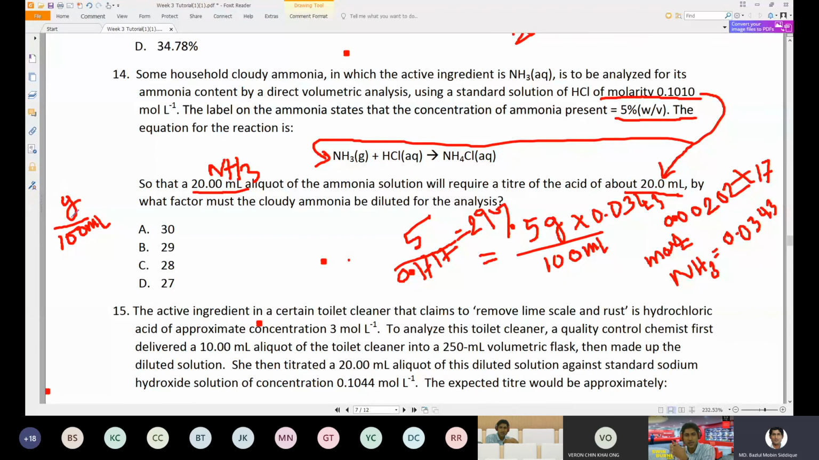So if we know how many gram I am dissolving in 100 milliliter of the solution, that is the weight by volume percentage, okay? Just like weight by weight percent means gram over 100 gram, so it is gram over 100 milliliter because it's volume, right?